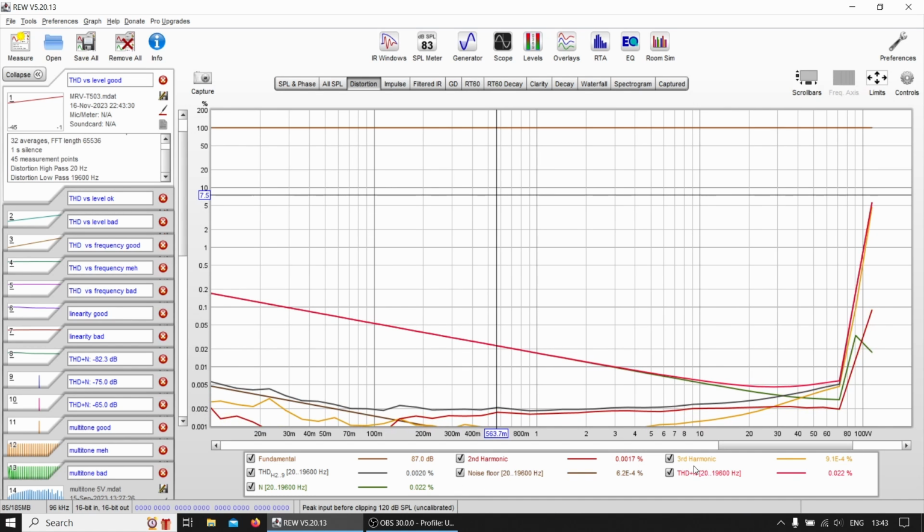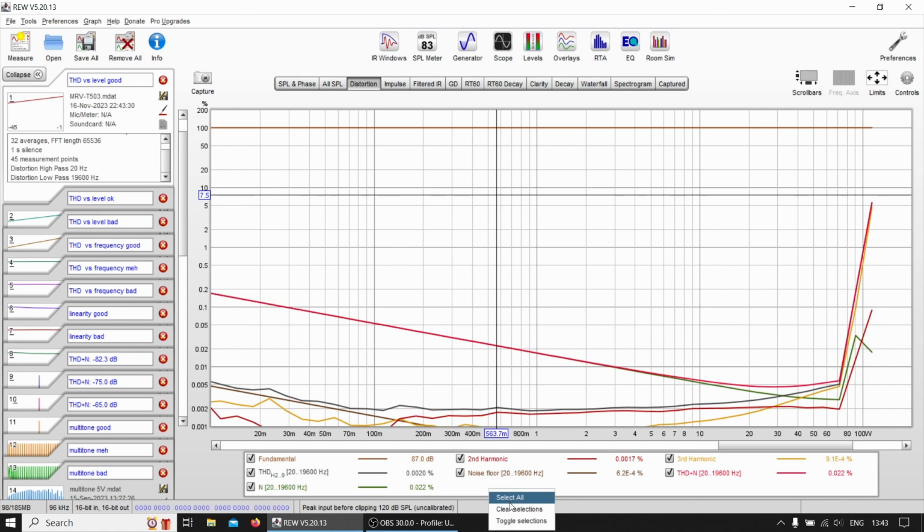I reduced the harmonics, because REW shows all the way up to the 9th harmonic, and when I was looking at them it was too many graphs, too much stuff. So I left only the 2nd harmonic and the 3rd harmonic, and you can see how they contribute here. Then we have the THD, which is the actual THD of the amplifier. We have the noise floor, which is all the way down there. And then we have THD plus noise, because this green one is noise.